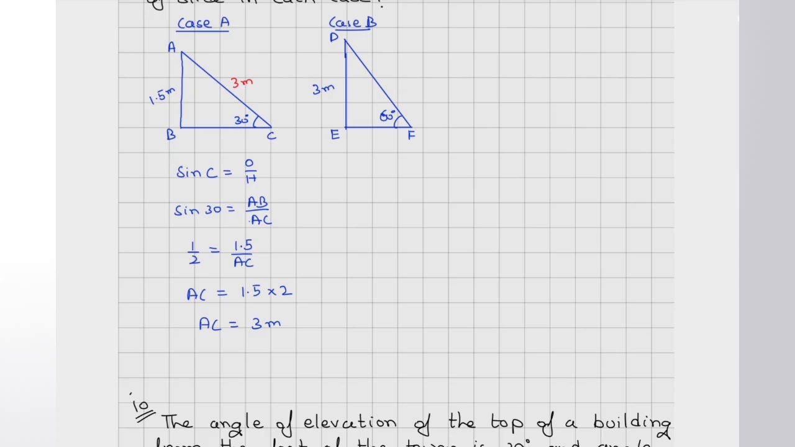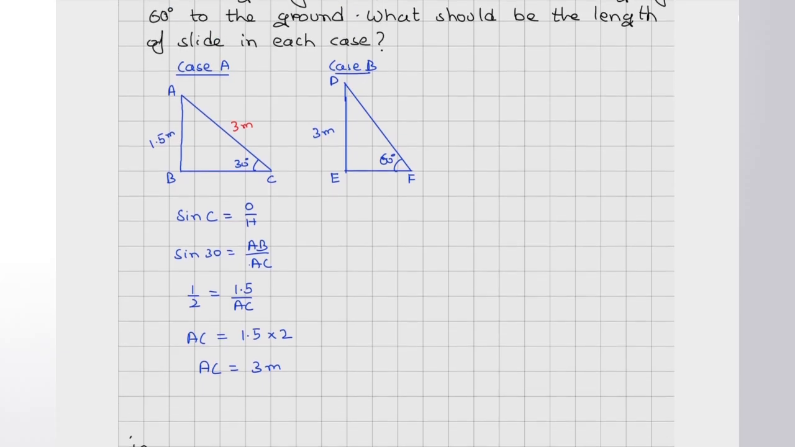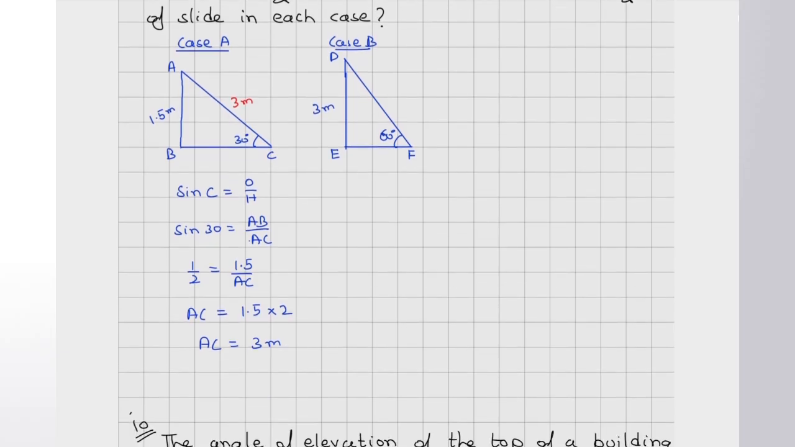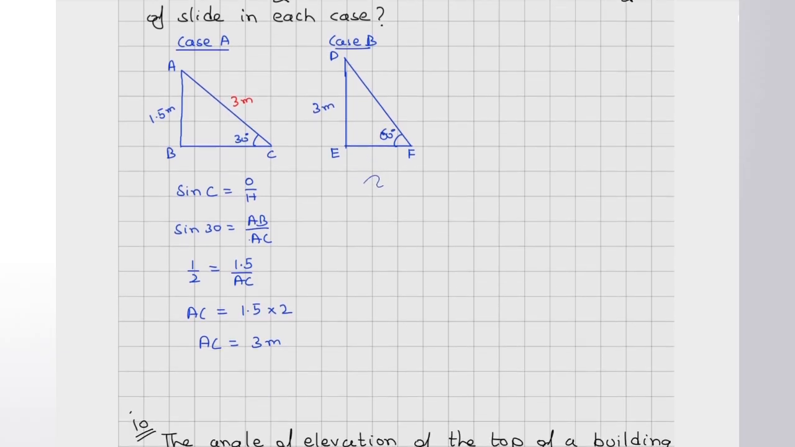Now we will move on to the second triangle for children of height 3 meter. Again we'll use sine F. Sine F is equal to opposite by hypotenuse. Sine 60 is equal to opposite DE by DF. The value of sine 60 is root 3 by 2, so root 3 by 2 is equal to DE, 3, by DF. What is DF? DF we don't know.